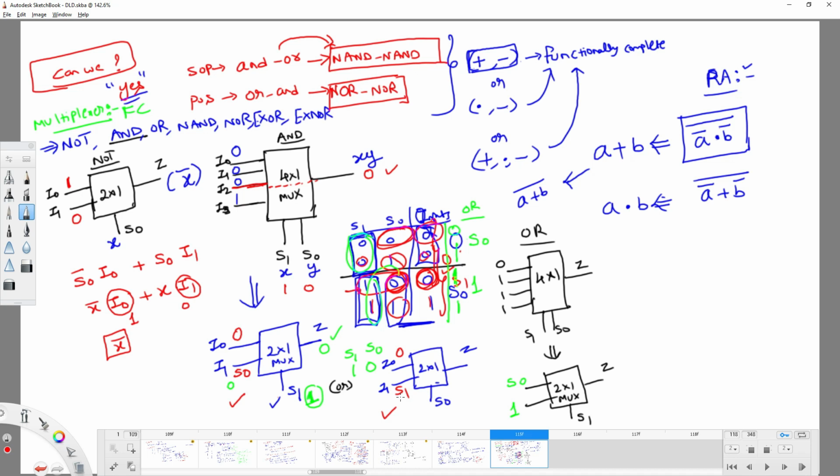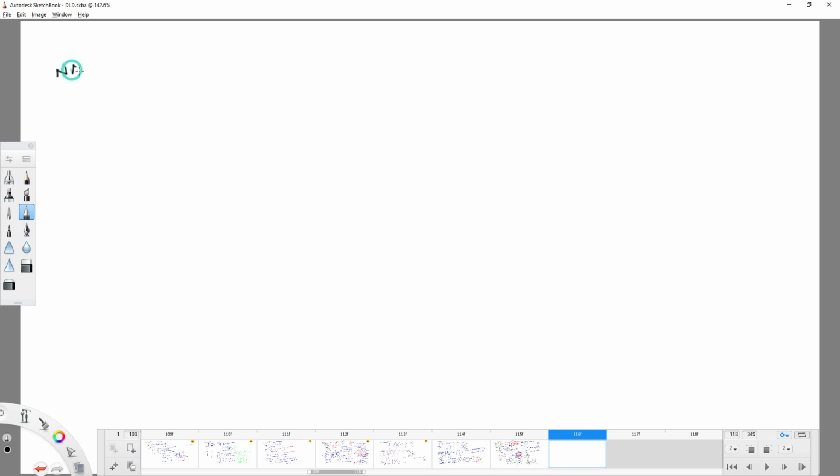Is it okay? Yes. Now, can you define this? What is the equivalent 2 by 1 mux for the OR gate? Can I write this is S1, this is 1, this is S0, according to the previous and another kind of multiplexer. Is it okay? Yes. So similarly, can you draw the 4 by 1 mux for the NAND gate? For the NAND gate, what is the 4 by 1 mux?